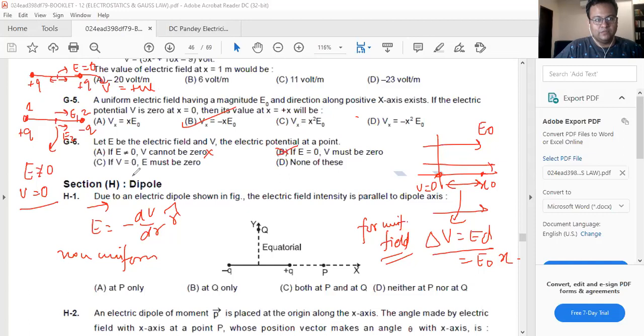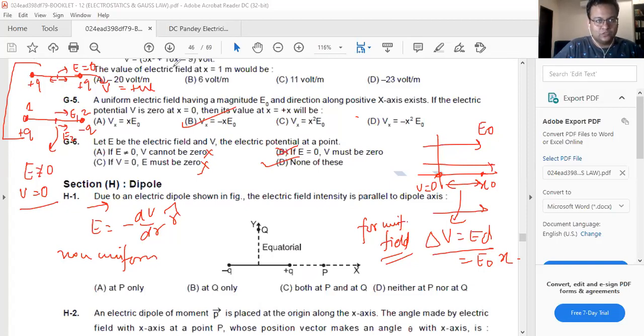If V is zero, E must be zero. We have already proved this wrong too. So D is the answer. So please remember this. These are two important examples. These are two important cases. So what can you say about the two cases?